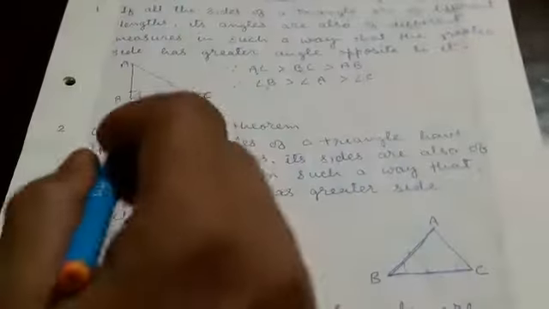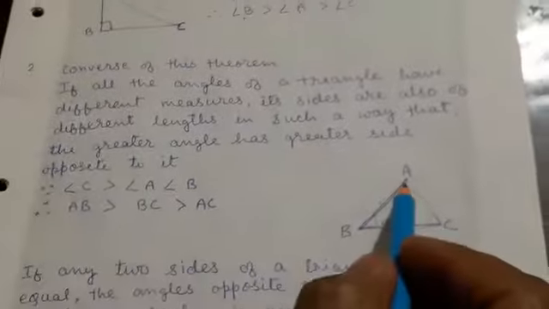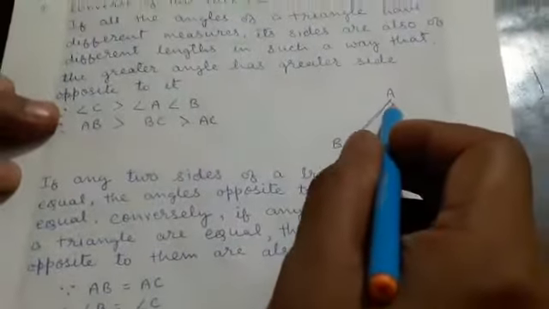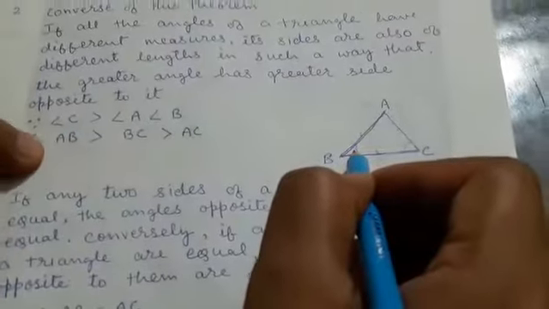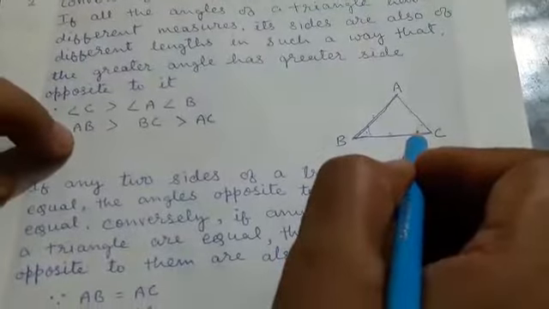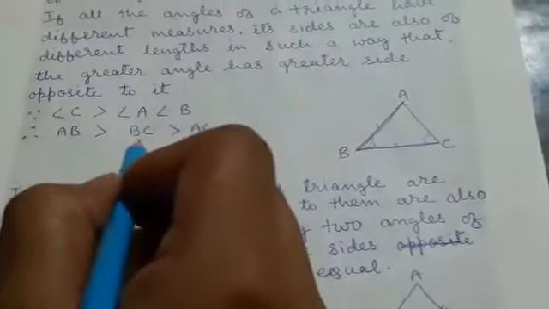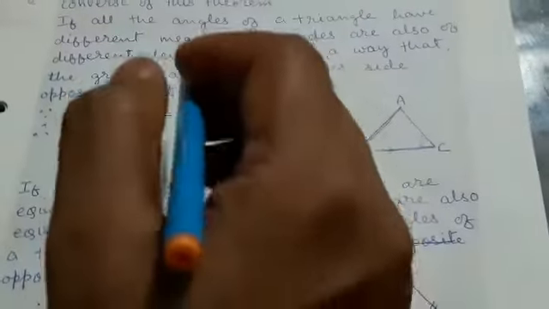Now second theorem tells us the converse of the first theorem. If all the angles of a triangle have different measures, its sides are also of different length in such a way that the greater angle has a greater side opposite to it. In triangle ABC, it is given that angle C is greater than angle A and angle A is greater than angle B. So the side opposite to angle C is AB, the side opposite to angle A is BC, and the side opposite to angle B is AC. So AB is greater than BC and BC is greater than AC. According to this theorem, the greater angle has greater side opposite to it.